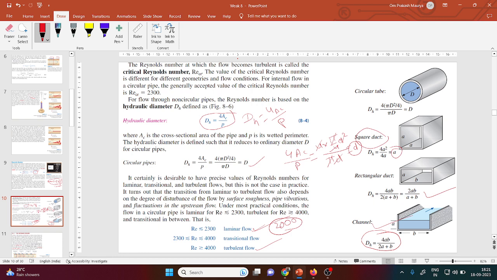But this was, I think, new for some of you, not all of you. The new thing was the hydraulic diameter, dH equal to 4AC by perimeter.